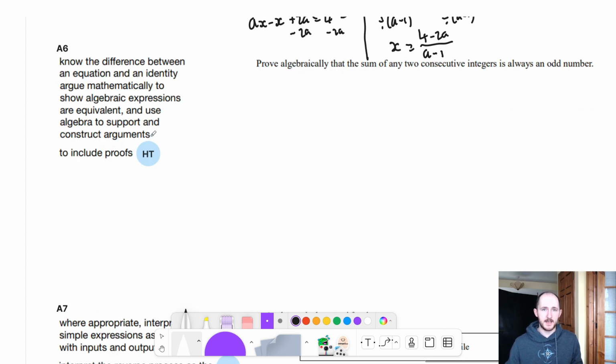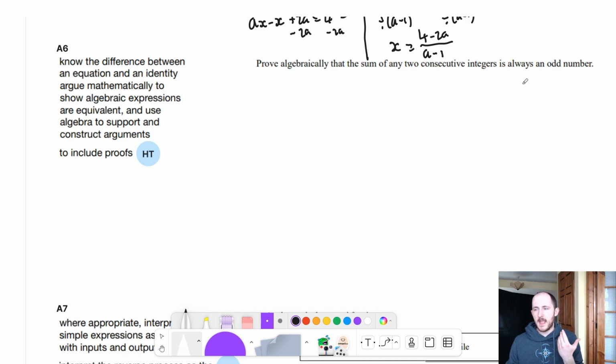For those of you doing higher tier, you have the privilege of doing proofs, which is really exciting. Now, in terms of what proofs they can give you, there's like a billion, so I'm just going to show you a few tricks. So prove algebraically that the sum of any two consecutive integers is always an odd number.